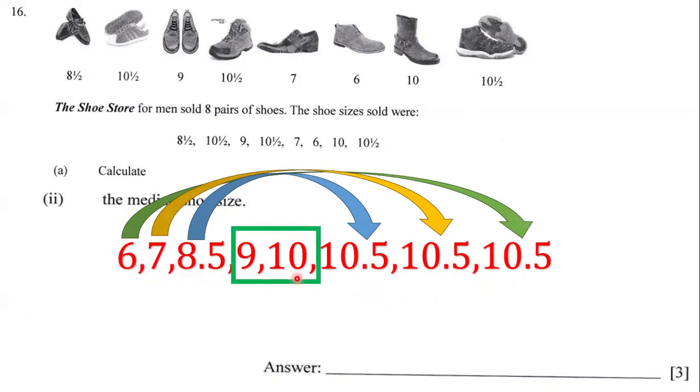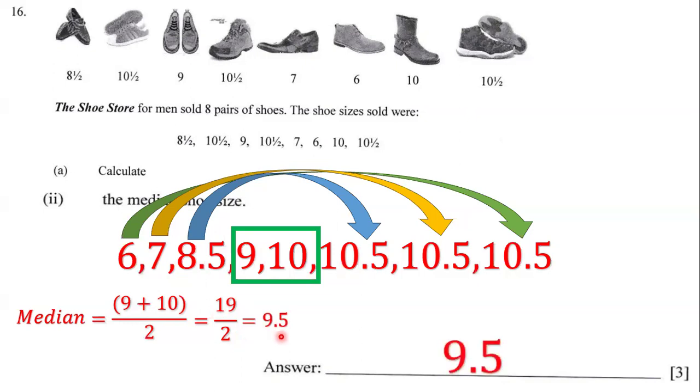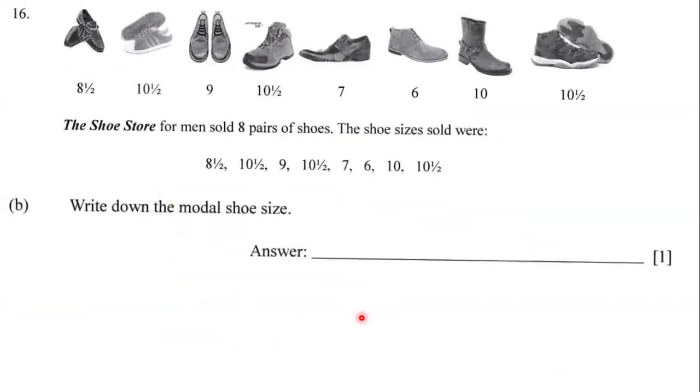If we have 2 numbers in the middle, when we're trying to find the median, we're going to add those 2 numbers, 9 and 10, and then divide by 2. Now 9 plus 10 is definitely 19, and 19 divided by 2 is definitely 9.5. And so that means that the median is 9.5. Let's move on to the next question.